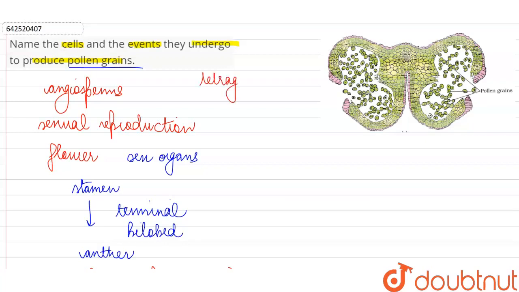So if we look at the structure of the anther, we are going to see that it is bilobed, and we can also say that it is tetragonal. Why are we calling it tetragonal? Because it has 4 corners, and in all these 4 corners we are going to see a microsporangium. Now it is inside this microsporangium that microsporogenesis is going to occur.